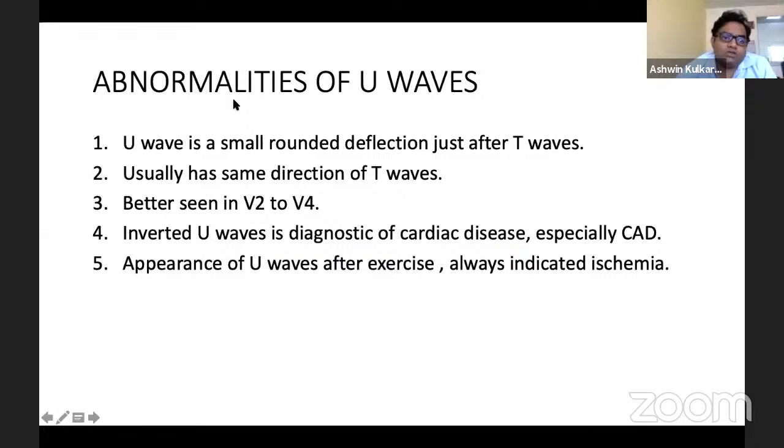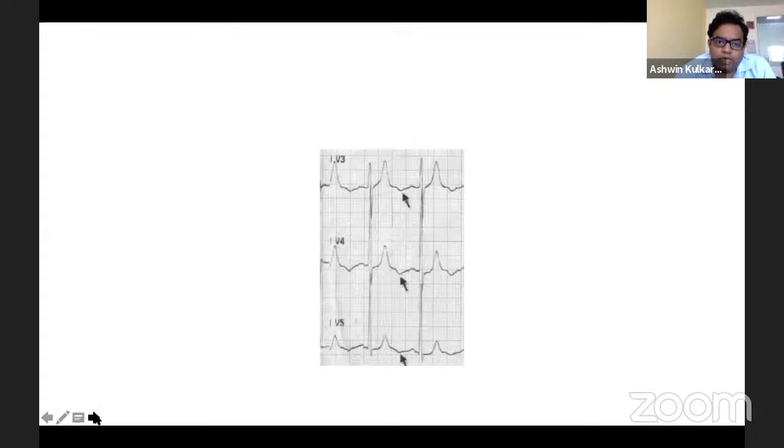Now coming to the abnormalities of the U waves, you'll be wondering how are U waves important for us? Yes, in some conditions, not in all, but you should be aware of these things. The U wave is a small rounded deflection just after the T wave. It usually has the same direction as the T wave. So if the T wave is positive, the U wave will also be positive. Usually seen in V2, V3, and V4. It is important. I'll show you a U wave and then we'll go back.